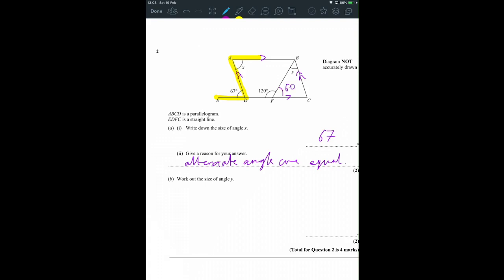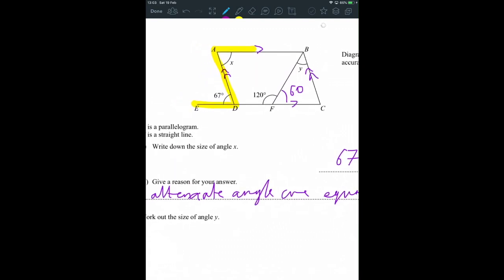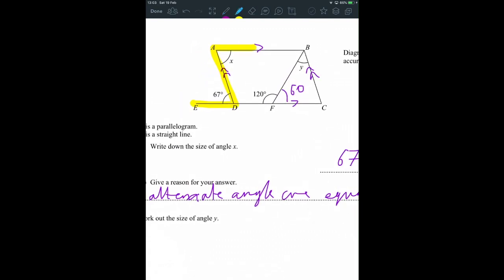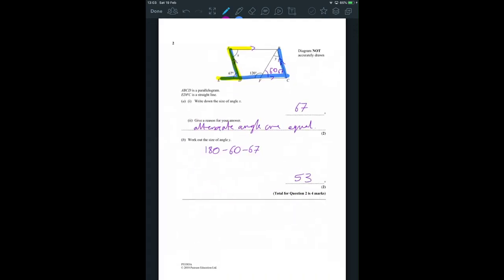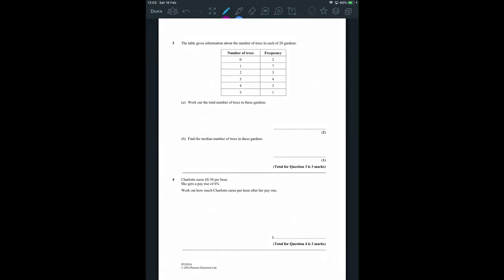Angles on a straight line add up to 180, so I know that angle there is 60. I also have an F shape here using that 67 again. So I know the angle down here is 67. So the angle Y is, angles in a triangle add up to 180, take away the other 2, giving me an answer of 53. It didn't ask me to give my reasons. You can if you wish, but not necessary.